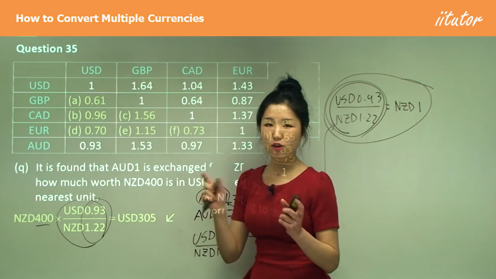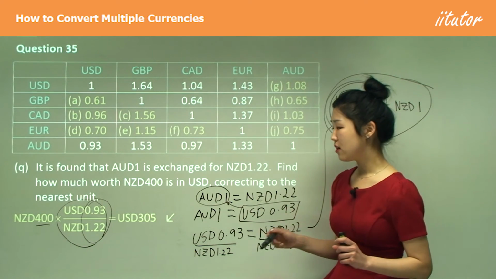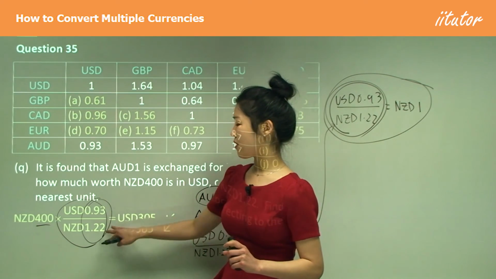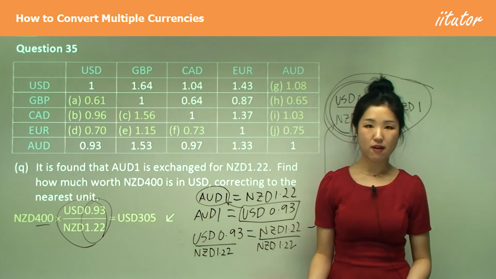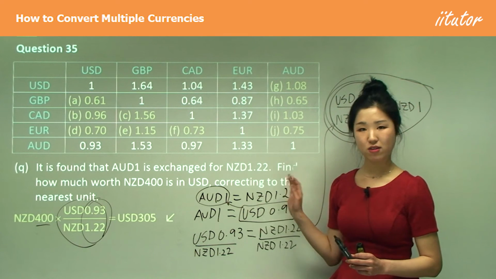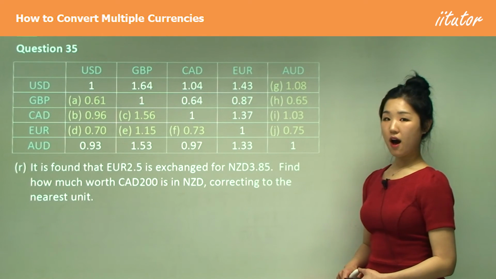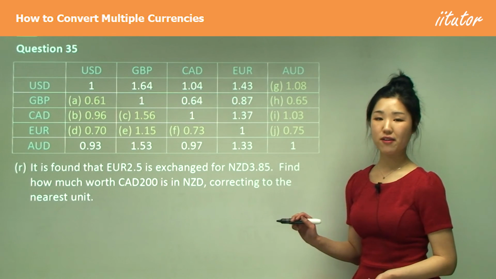So you just basically only got to work with the numbers, guys. Don't worry about the units in front. So 400 times 0.93 over 1.22 is USD 305. That's what you got to do. I know it's a little bit long, but this is the background to this. So we're going to try something similar because it again involves 3 different currency rates.